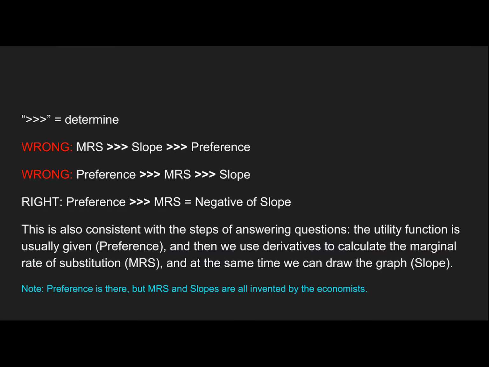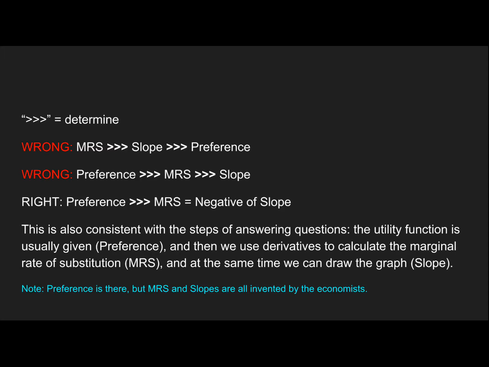Yeah, I will clarify this further. If we use 3 arrows as "determine", what is wrong is MRS determines slope and determines preference. That's a wrong logic, right? And what is also wrong is preference determines MRS and determines slope. This is wrong because preference determines MRS, and MRS equals the negative slope. The relationship between MRS and slope is they are the same thing. You can think about they are the same thing. We usually say that the MRS is the negative of the slope, or the negative of the slope is MRS. Okay, so this is also consistent with the steps of answering questions.